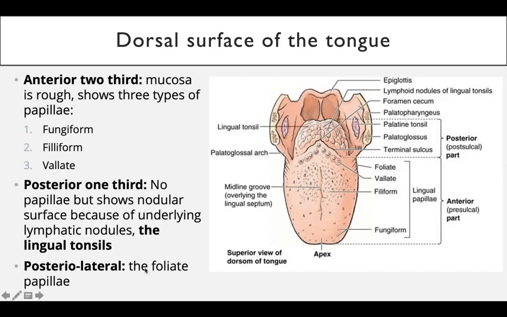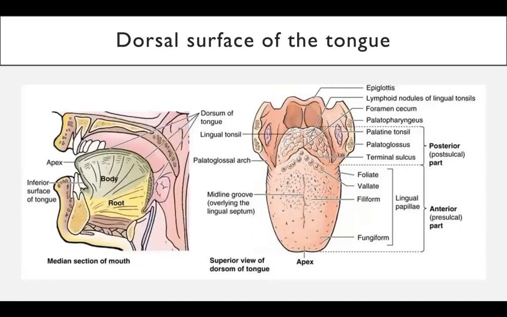One more papilla is the foliate papilla. These are found on the posterior lateral aspect of the tongue. These papillae are known as foliate papillae. Okay, now here you can also appreciate the dorsal surface of the tongue. You can see the apex, body, and root of the tongue on the left side, this is the dorsum of the tongue. The inferior, or ventral, surface of the tongue is shown in the median section.